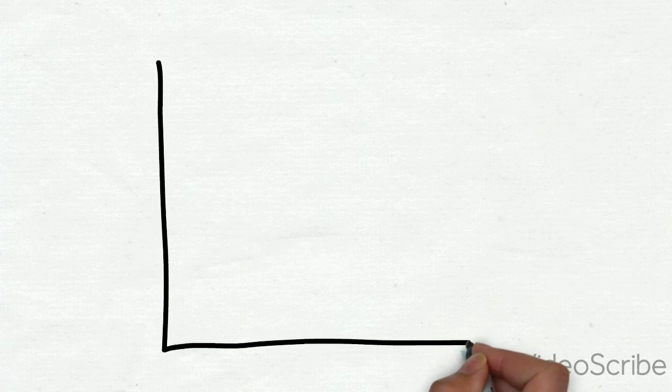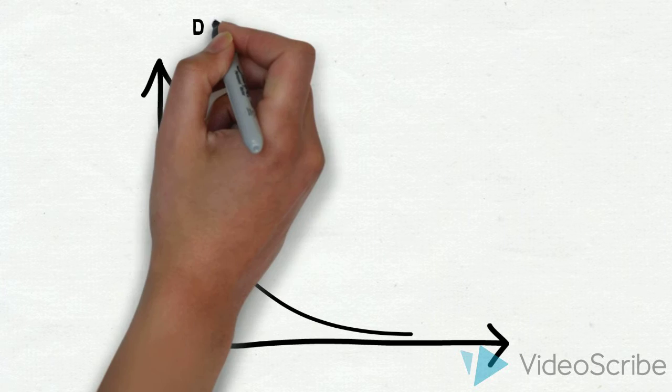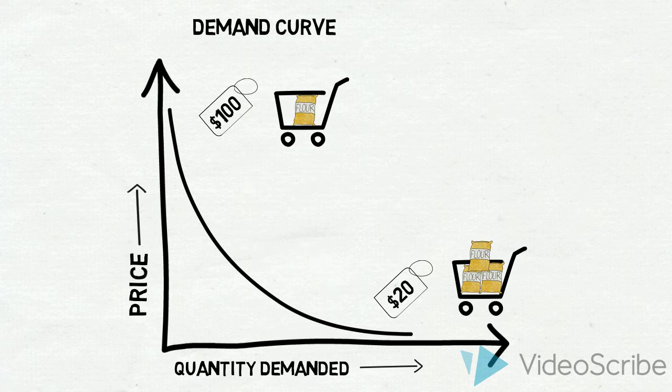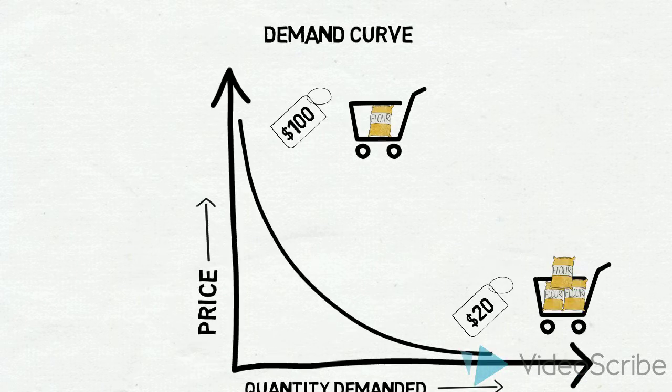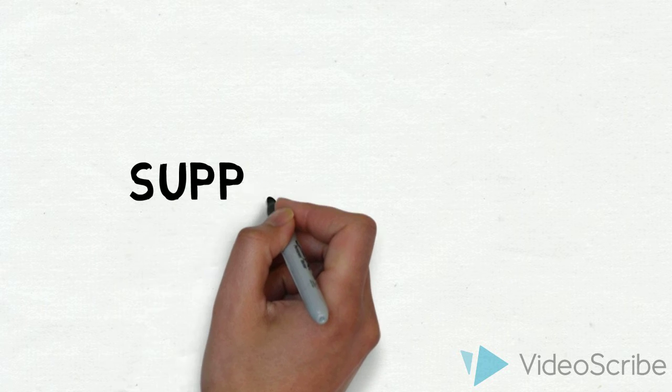These basic principles of price and quantity demanded can easily be graphed. This is what we call the demand curve. It is a simple reflection of how much of a good or service people are willing to buy at a specific price. Now let's move on to another important principle related to demand: supply.